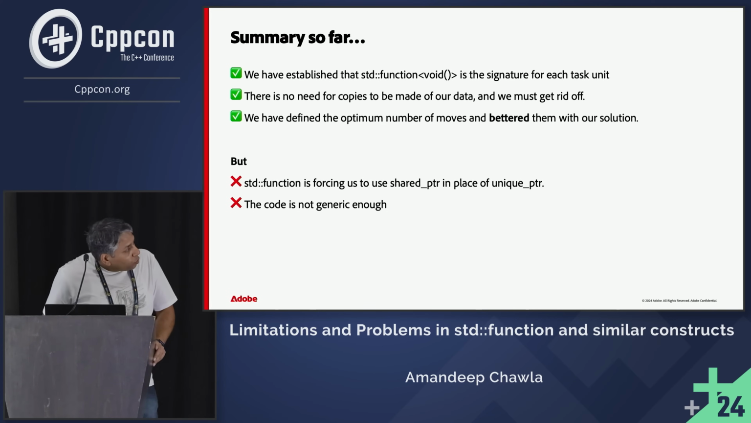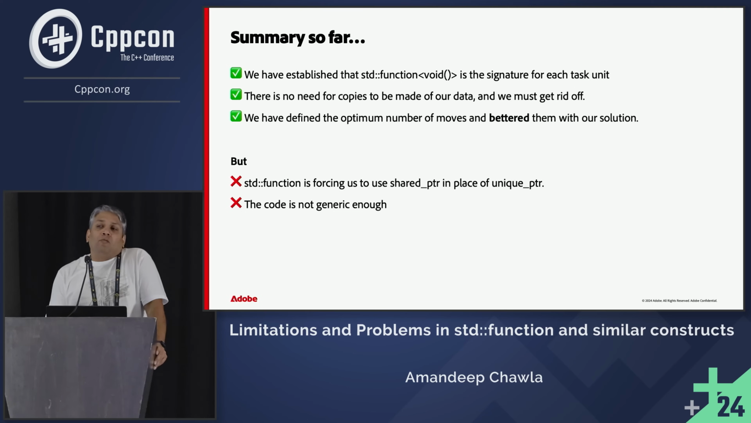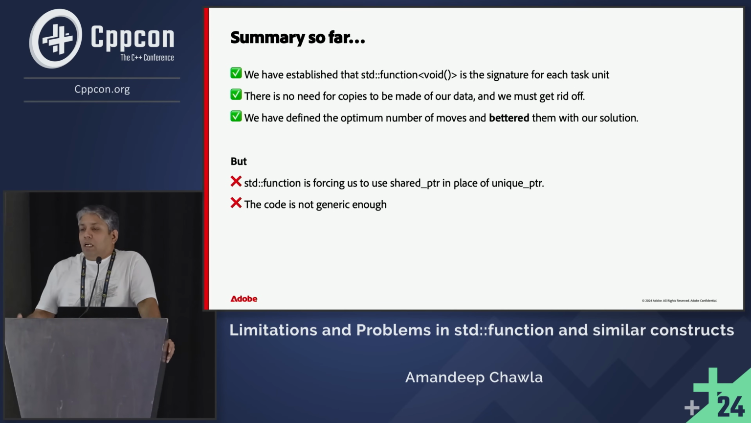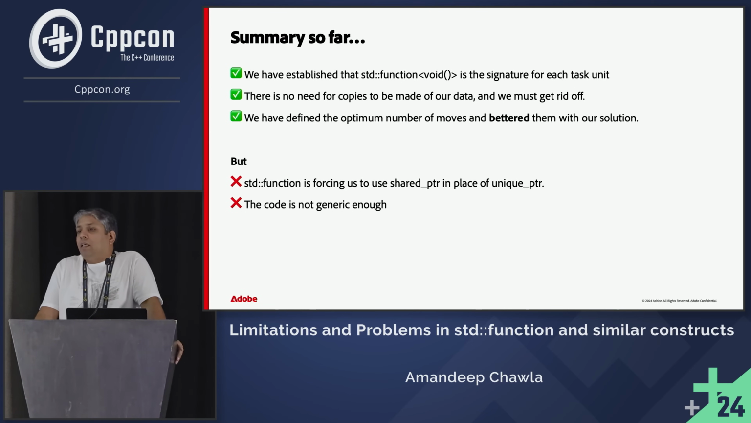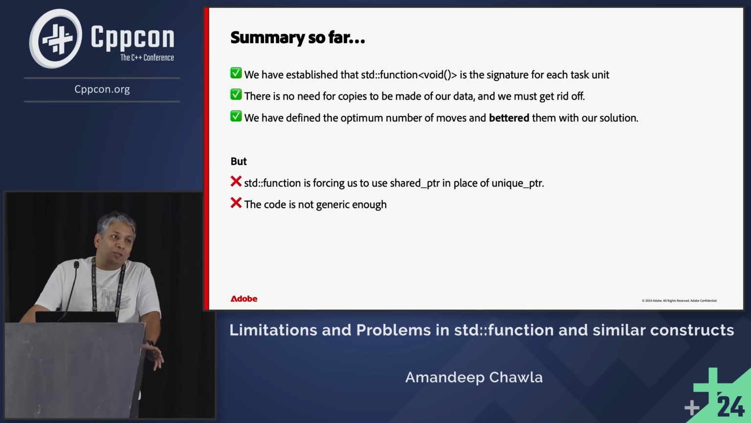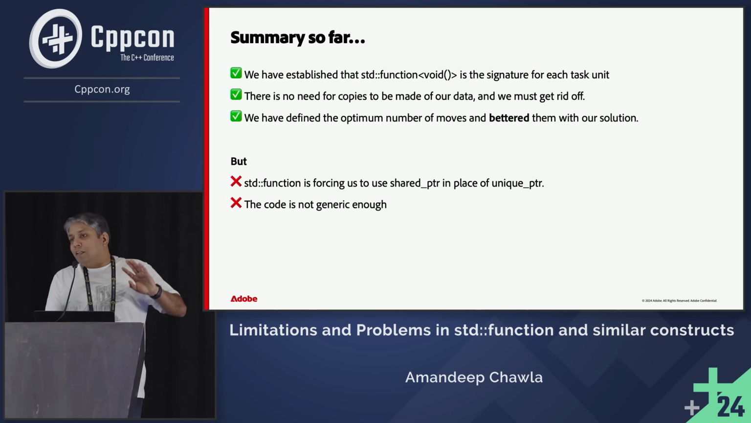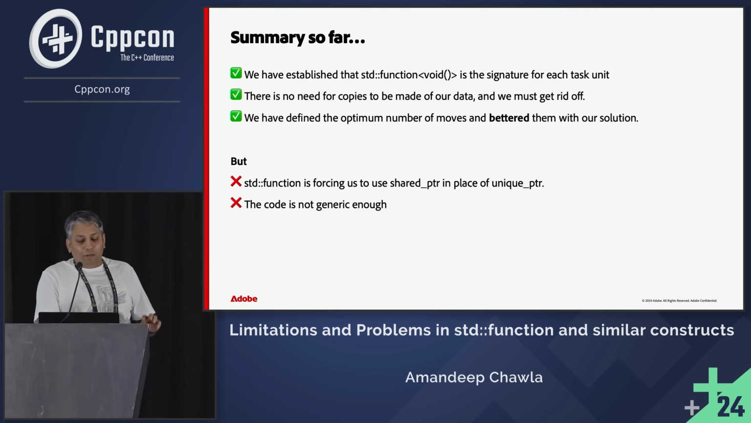Now let's first try to solve where std::function is forcing me to use shared_ptr rather than a unique_ptr. One thing we can do is, rather than doing anything, I can just pass the raw pointers and delete it at the last one. But as good C++ programmers, we should not be working on raw pointers. So that solution we will keep aside. We will not even discuss that.